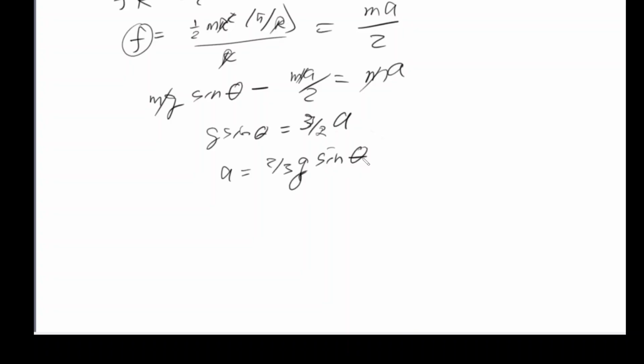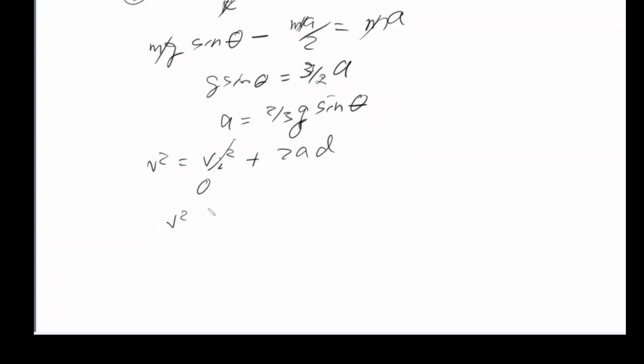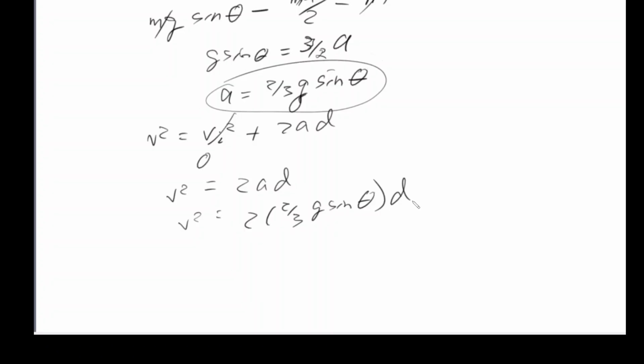Now, using the kinematic equation of v squared is equal to v initial squared plus 2a times the distance traveled, we know that it starts at rest, so that's 0. So v squared is equal to 2a times the distance traveled, which, since we now have a up here, v squared is equal to 2 times 2/3 g sine theta times the distance traveled.